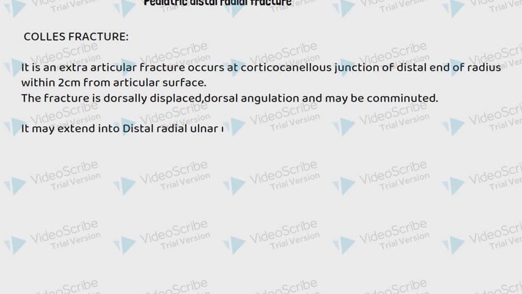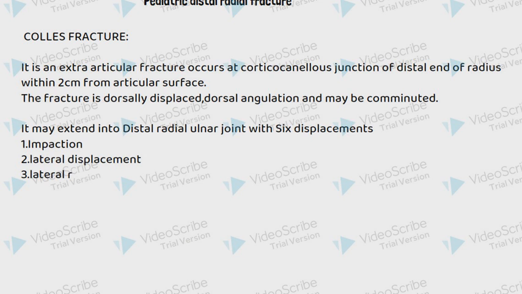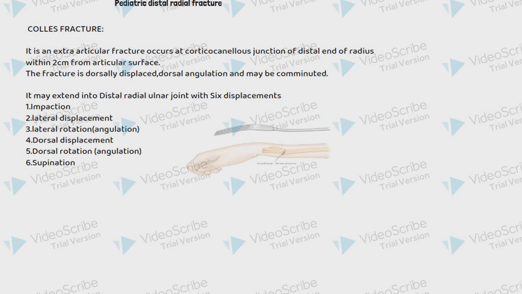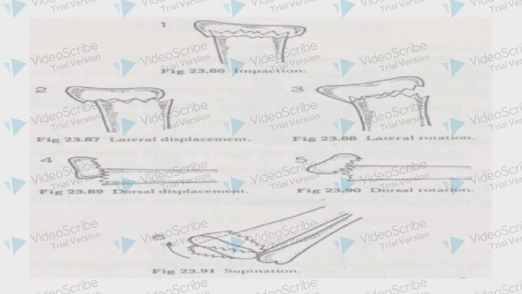It may extend into the distal radioulnar joint with 6 displacements: impaction, lateral displacement, lateral rotation, dorsal displacement, dorsal rotation, and supination. This is the image which shows the dinner fork deformity. So these are the pictures which I have mentioned now.